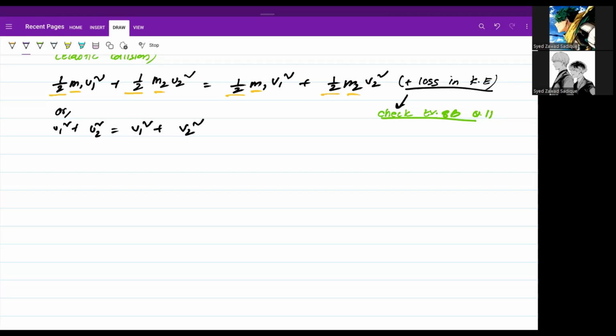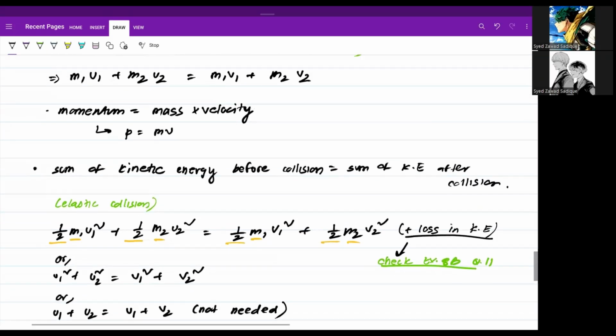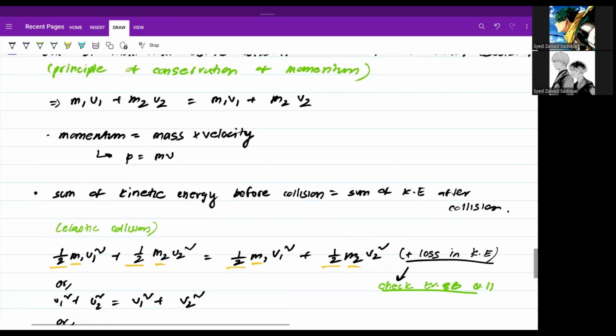And there is one more formula which further simplifies this, but I prefer you not use it. It is u1 plus u2 is equal to v1 plus v2. This is usually not needed. You don't need it at all. I gave it to you guys because there are some questions that are applicable for this, but usually you just don't bother with it. As an educator myself, it's my responsibility to just show you.